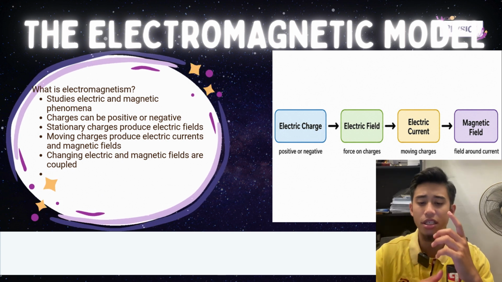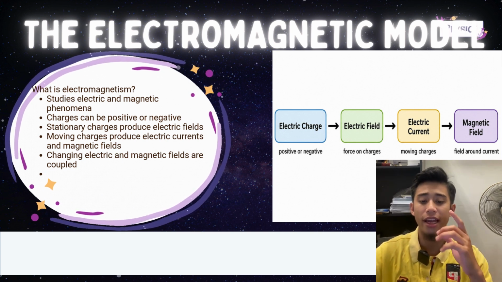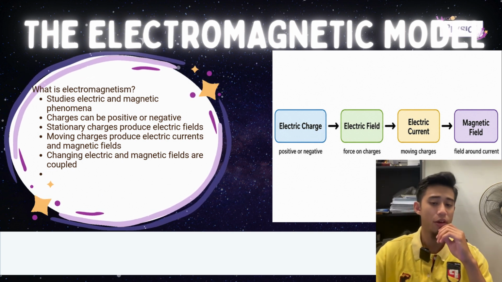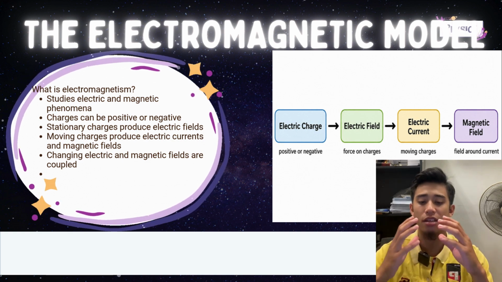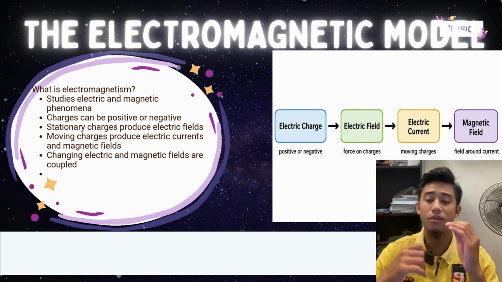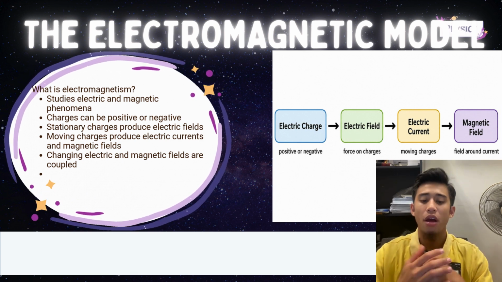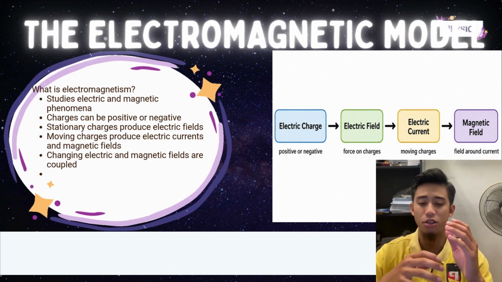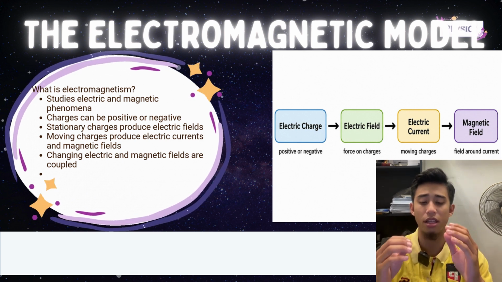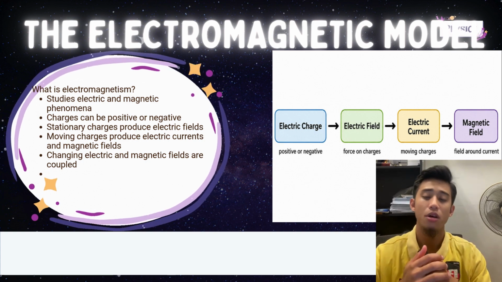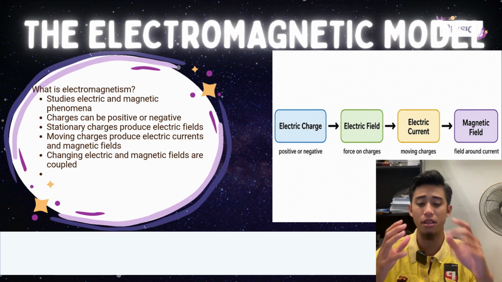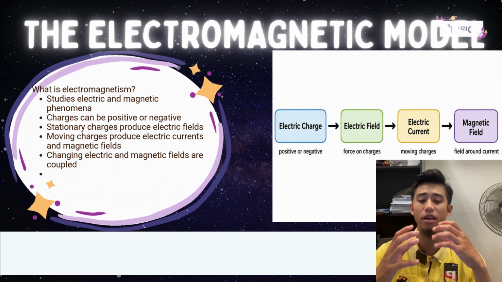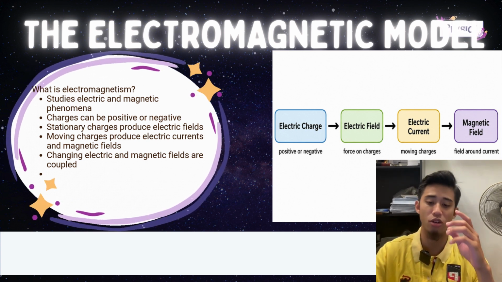A stationary charge produces an electric field around it. When the charge moves, it produces an electric current, and this creates a magnetic field. A changing magnetic field can also produce an electromotive force, or EMF. This shows that electricity and magnetism are not separate phenomena but are connected as one electromagnetic field.